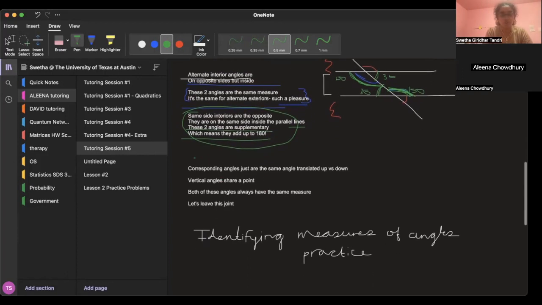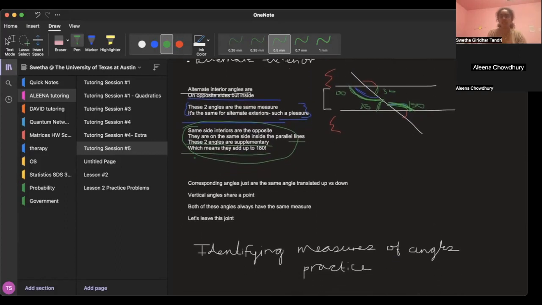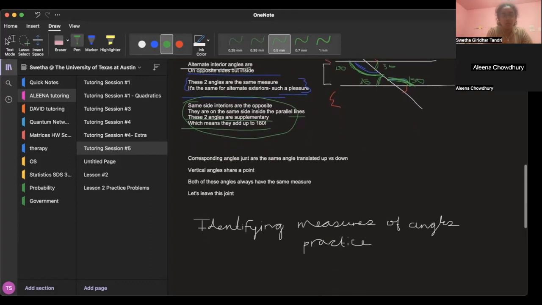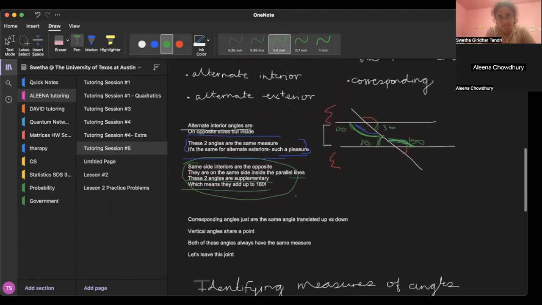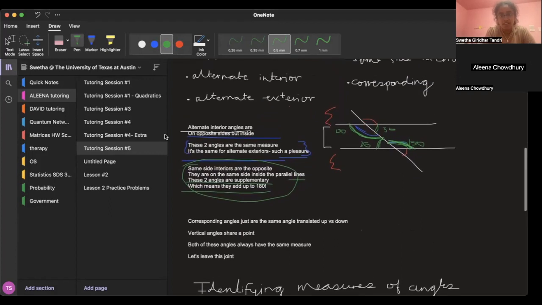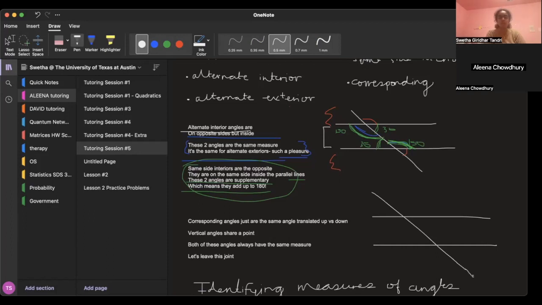Okay, so the last two angle pairs that we're going to do before we get into the heavy proofs, or at least where we try to solve for angle measures, are corresponding angles, which are basically the same angle, but translated up versus down. I'll create a new transversal for these two. I don't know the best way to explain what a corresponding angle is without showing it to you, but it's the same angle, translated up. So if this was moved up and to the right, it's the same angle. So those two are corresponding.